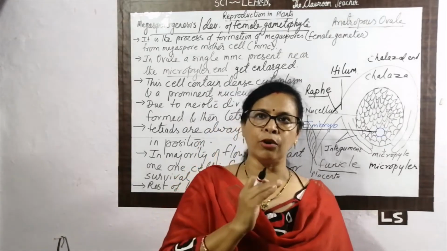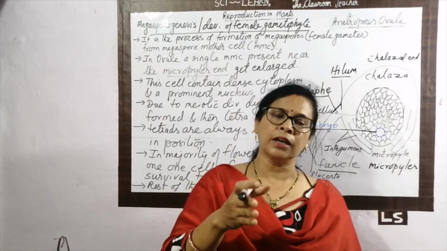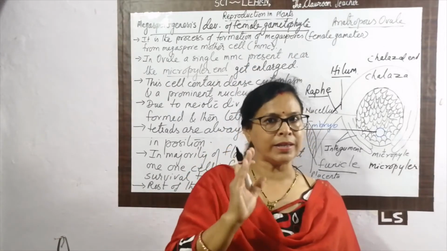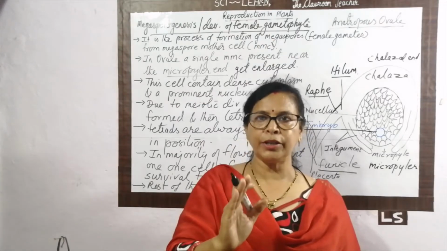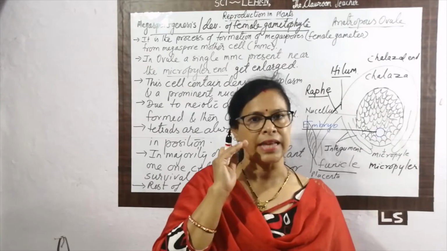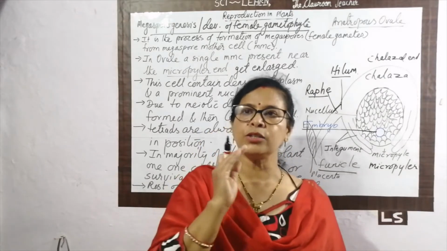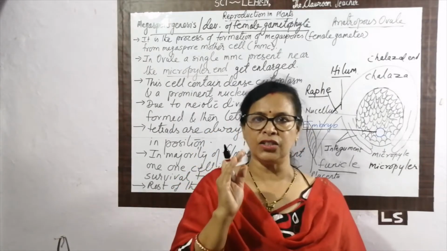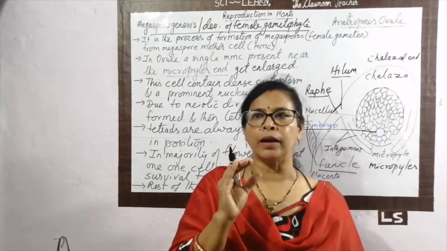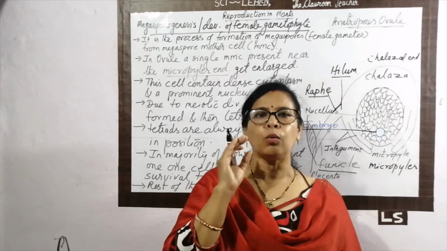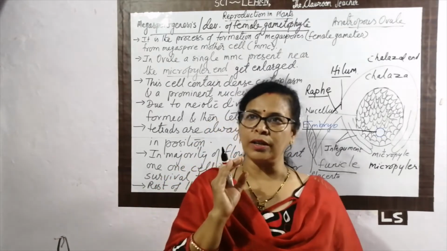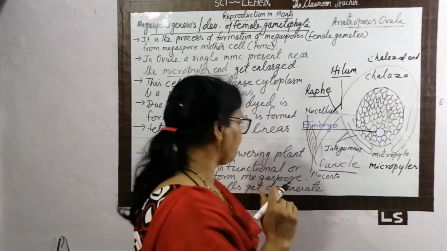So 4 cells are formed, all in a linear manner, and of the 4 cells, only one cell has the capability to form the megaspore. One cell is functional, active, and survives, and the rest of the 3 cells degenerate. Then only one cell remains here to form the embryo sac. It means only one megaspore develops the embryo sac. So it is called the monosporic development.